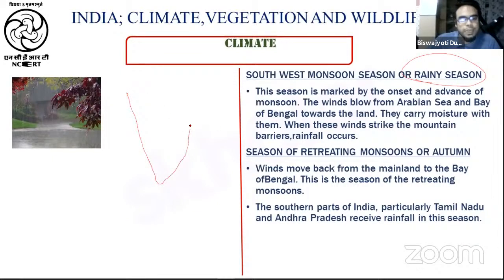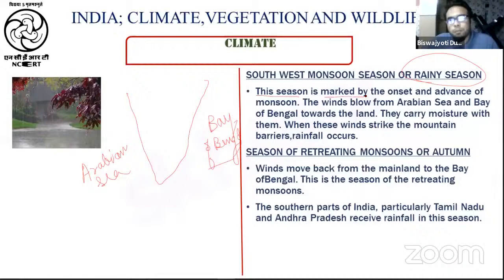Suppose this is the Indian Peninsula region, right? So here what do we have? Here we have the Arabian Sea, right? And here we have the Bay of Bengal, right? So what is this point? Let us go through the points first. This season is marked by the onset and advance of the monsoon, right?